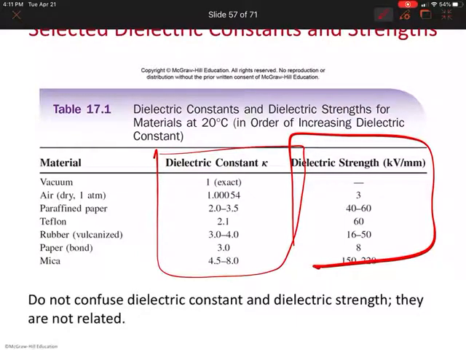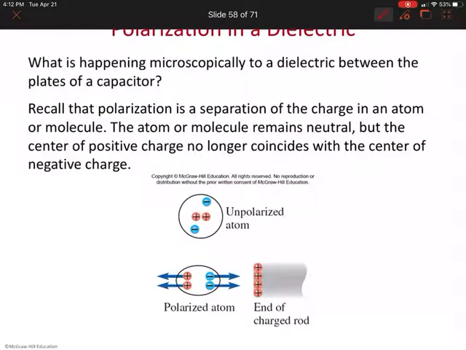And it shows you the comparison between materials. Air is around 1, whereas paraffin paper or Teflon or rubber is a really good one. Paper, mica. So different things have different dielectric constants. Usually in the problem, it will give you the constant. I'm not sure on the homework. It might actually require you to look at this table. If so, I'm sure it would refer to that.